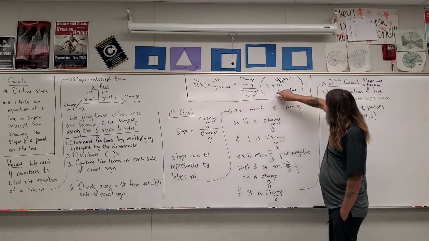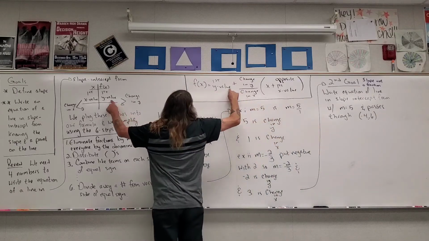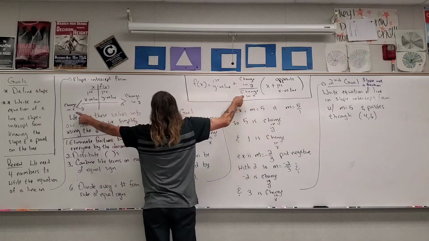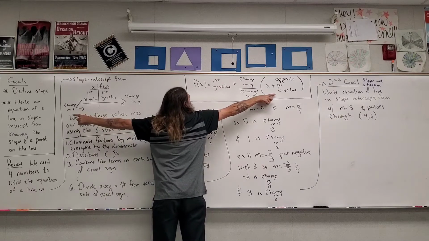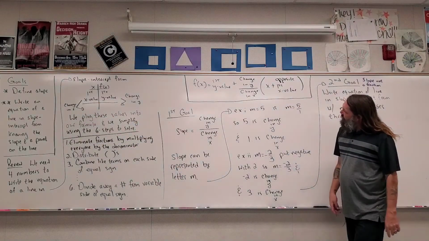Here's our formula that we're going to use. First y value, change in y, change in x. I don't know, my arms are that long, and the first x value. So those are the 4 numbers we need to write the equation of the line.